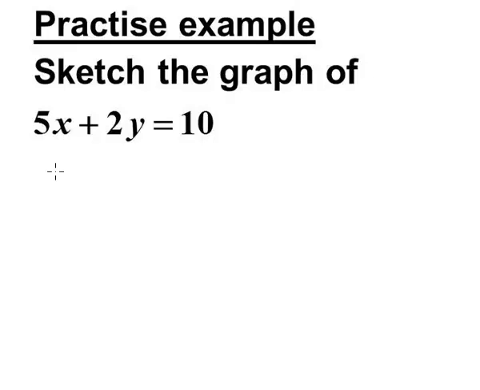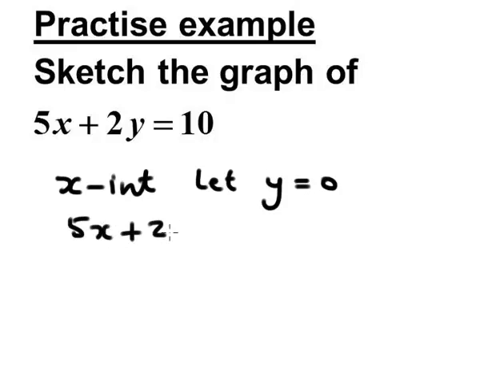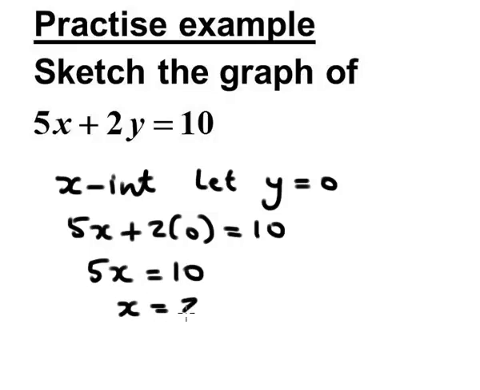Okay, here we go, guys. If you look at the x-intercept, I'm going to let y be equal to naught. So you simply say, well, that's naught, so it's 5x is equal to 10. Divide both sides by 5. So your x-intercept is 2 and naught.